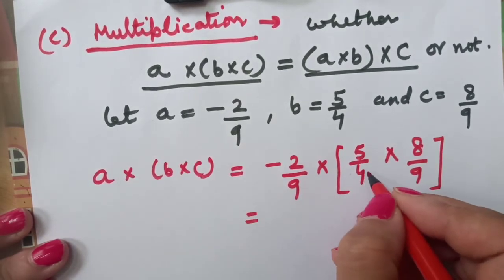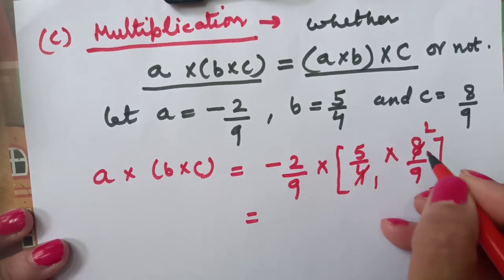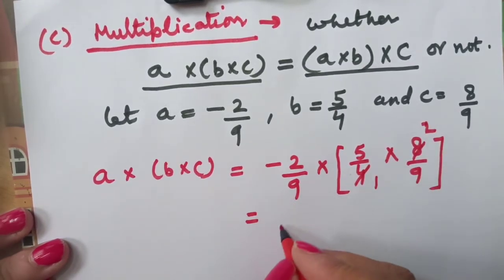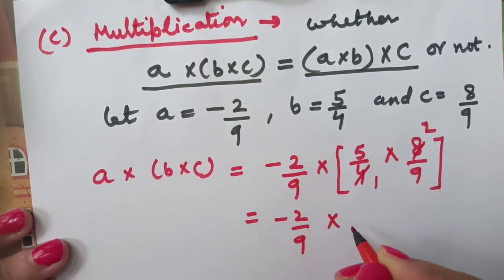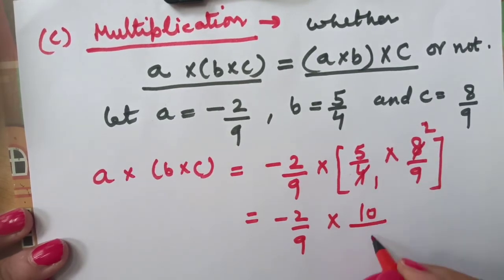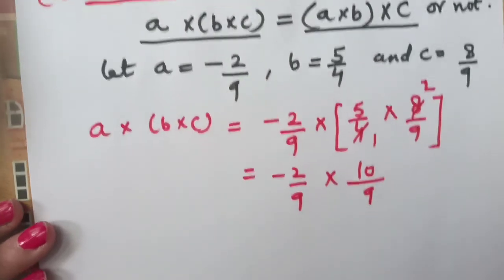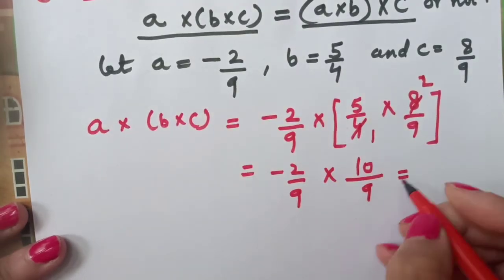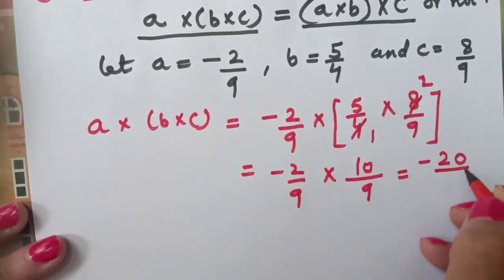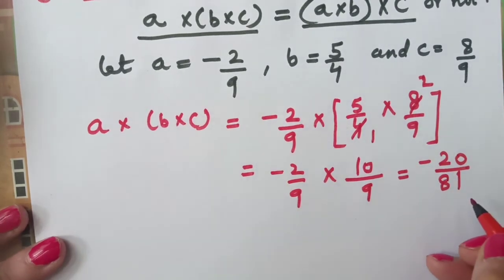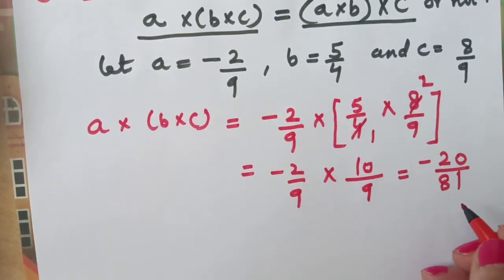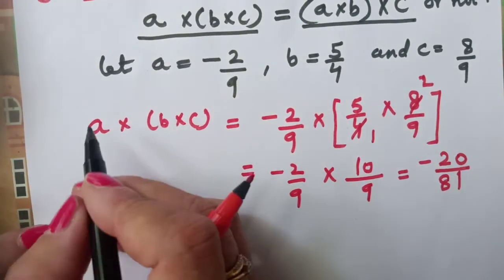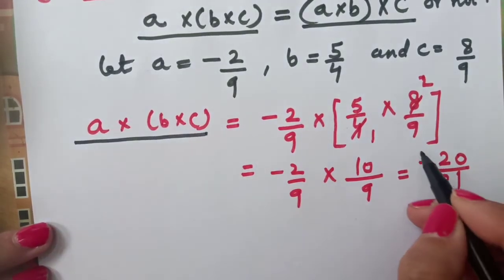Now start solving this. 4 ones are 4, 4 twos are 8. -2/9 into 5 twos are 10, 9 ones are 9. Again solve this: -20 upon 81. That is the solution of (a × b) × c.